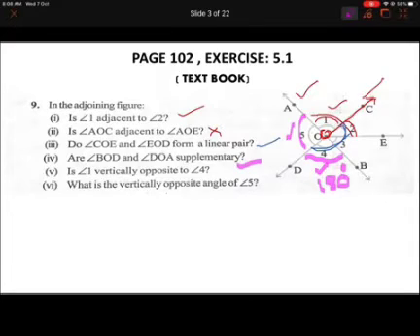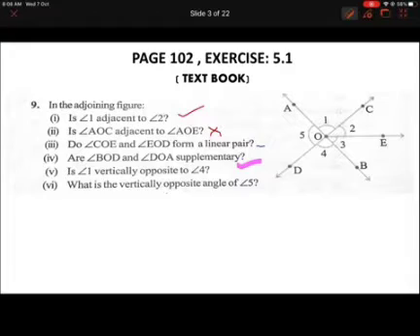Okay. Now, is angle 1 vertically opposite to angle 4? He is asking. Let's see. Let me erase this, you will understand. Now, the question is angle 1, this is angle 1 and this is angle 4. These two are vertically opposite. That's the question. Is angle 1 vertically opposite to angle 4? Yes, they are. The next question is, what is the vertically opposite angle of 5?